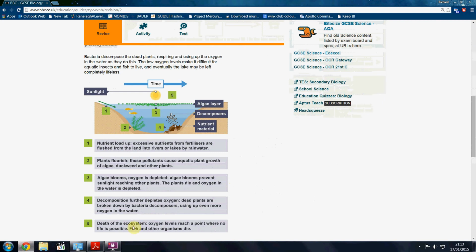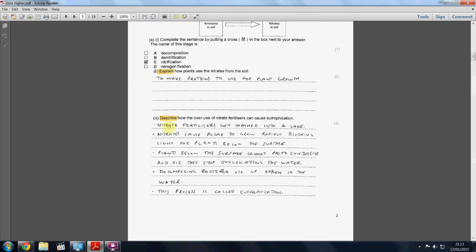Okay, so let's quickly go back to the paper then, and that's what I've put here. Nitrate fertilizers washed into a lake causes the algae to grow, and it's important to say here that they grow faster than normal, rapidly, or you can say an algae bloom. And it blocks the light for plants below the surface. The plants cannot photosynthesize, they stop oxygenating the water. Decomposing bacteria then use up even more of the oxygen in the water. This process is called eutrophication.